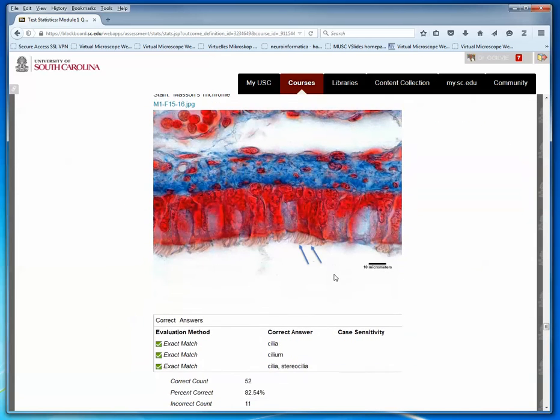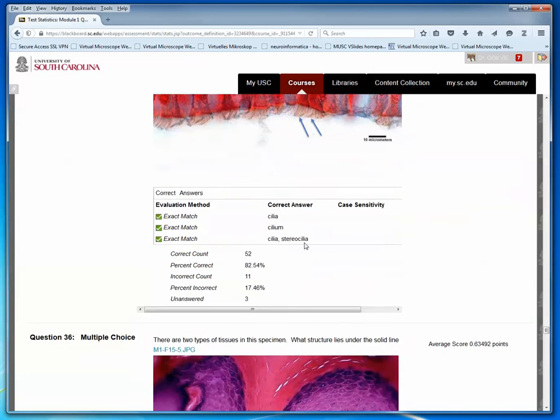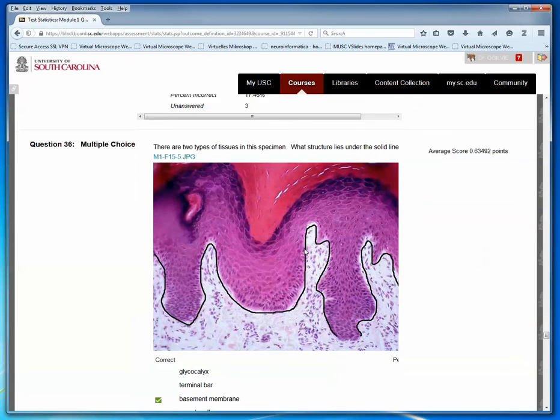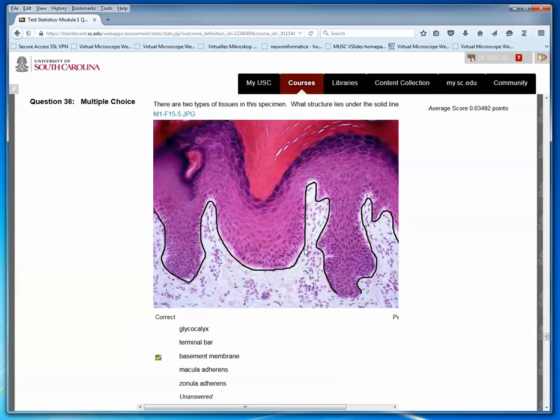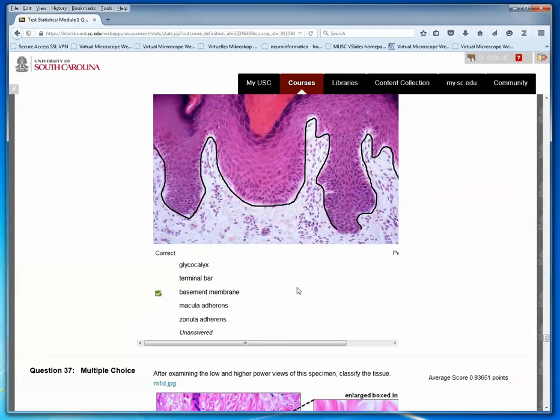Okay, and here we gave you the micron marker, and this is almost 10 microns long, so these have to be cilia, not microvilli, because the microvilli are shorter. And here we have two types of tissue in the specimen. What structure lies under the line? Well, that's the basement membrane.